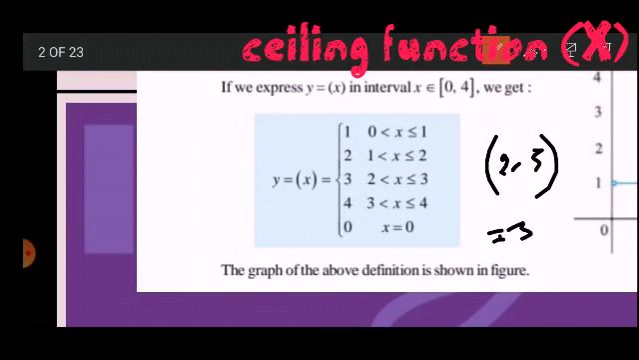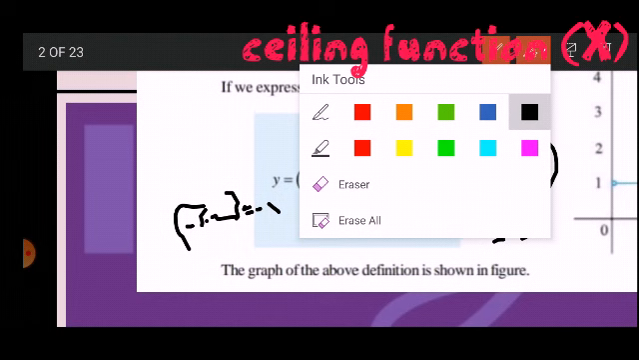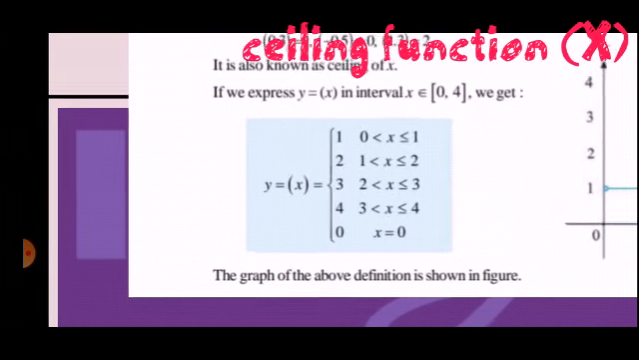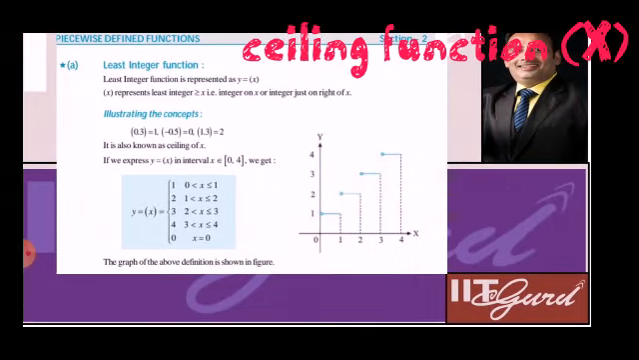And if we consider a negative number, minus 1.2, the ceiling is minus 1. Ceiling will be minus 1. Okay. Fine. So the graph goes this way.